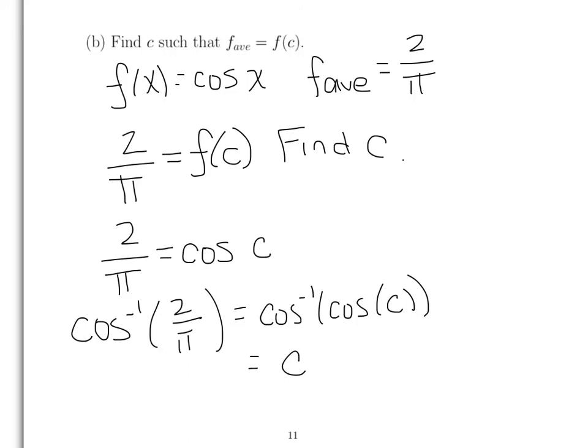a calculator question. So punch this into your calculator. This guy, you cannot calculate that by hand. No one should be able to do that. I got 0.8806, and that would be my value for c.